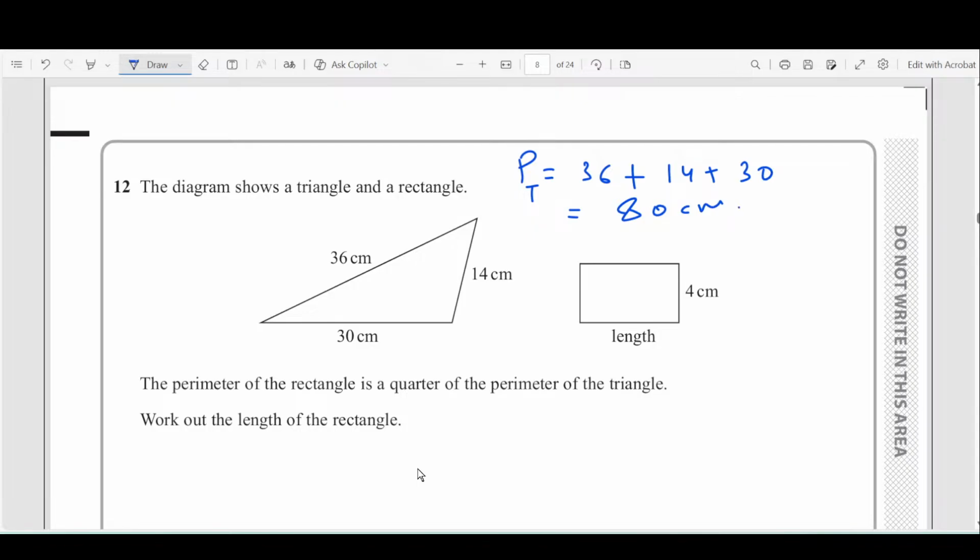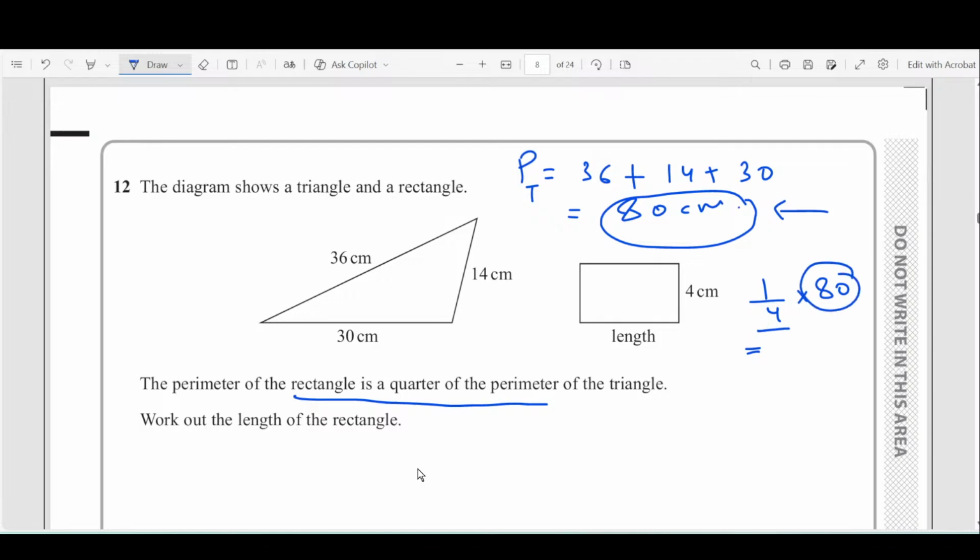For the rectangle, because it says the rectangle's perimeter is a quarter of this, we just do a quarter of this. A quarter means 1/4, right? So 1/4 of 80, we divide 80 by 4. 8 divided by 4 is 2, so the answer is 20 centimeters. This is the perimeter of the rectangle, right? Because it says the perimeter of the rectangle is a quarter. See, the width is given for the rectangle. We need to find the length.